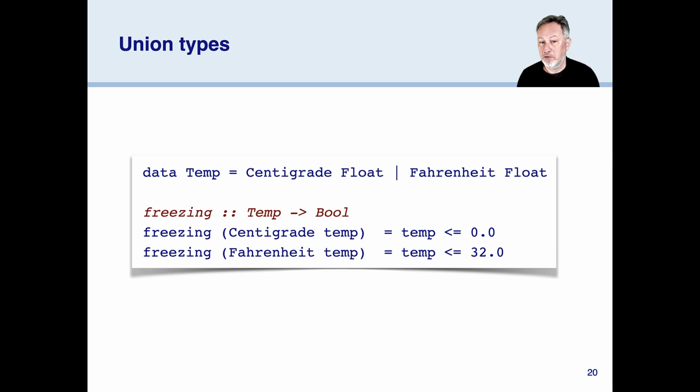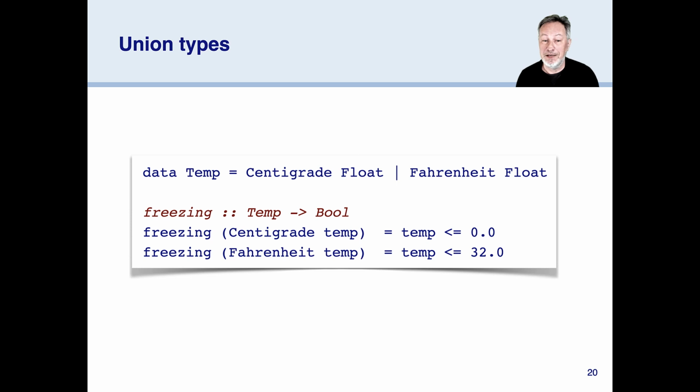and of course things freeze at the same temperature, but that same temperature is encoded differently in the Fahrenheit and centigrade scales. So a centigrade temperature is freezing when the temp value is less than or equal to 0, and Fahrenheit when it's less than or equal to 32. Notice we can't do anything with the temperature value until we've pattern matched it, deconstructed it, and pulled out the value.